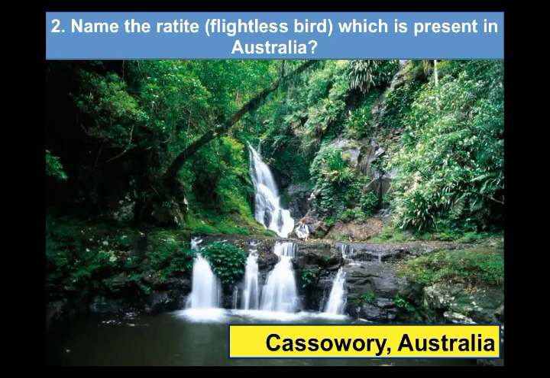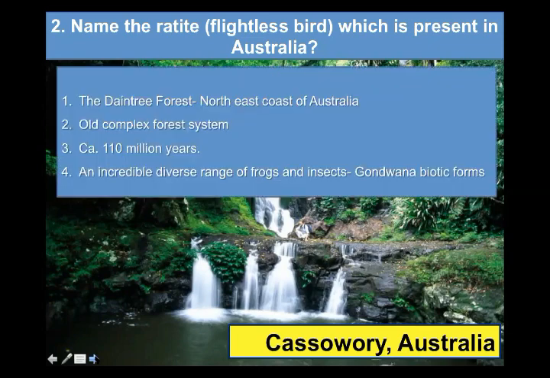So the cassowary belongs to the particular national park we discussed in the previous question, the Daintree Forest National Park. The Daintree Forest ecosystem is distributed in the northeast coast of Australia. It is a very old, complex forest system, dated back to 110 million years, with an incredibly diverse range of frogs and insects. We know the amphibian diversity from Africa, Madagascar, India, as well as Australia, which indicates the vicariance model in biogeography.